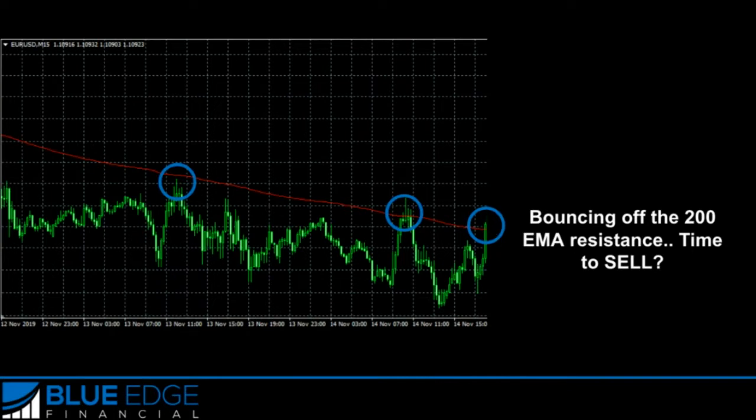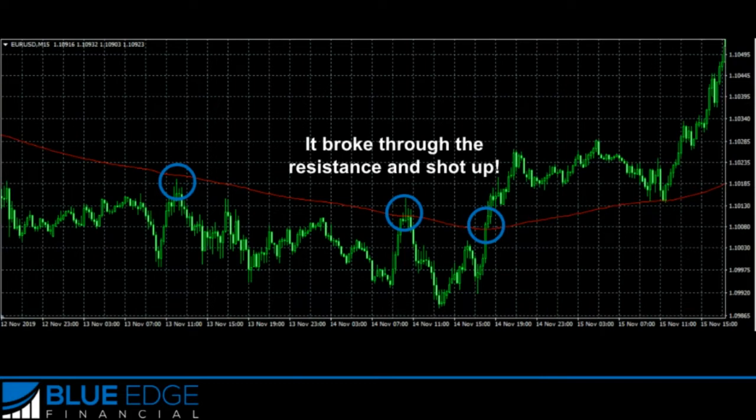But let's look at what happened next. Price shot up and broke right through that resistance. And then after that, it rose another 100 pips. So what the heck happened?